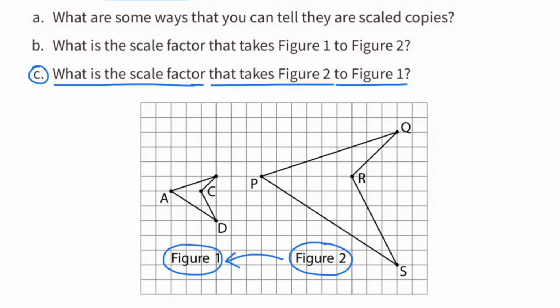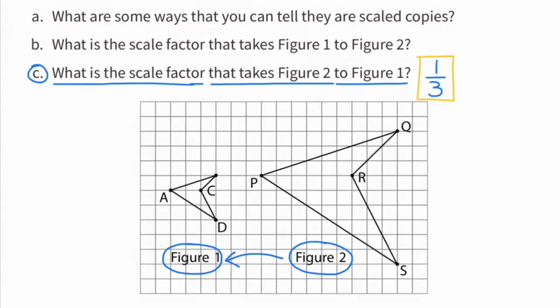C. What is the scale factor that takes figure 2 to figure 1? The scale factor that takes figure 2 to figure 1 is 1/3, because figure 1 is 1/3 the size of figure 2.